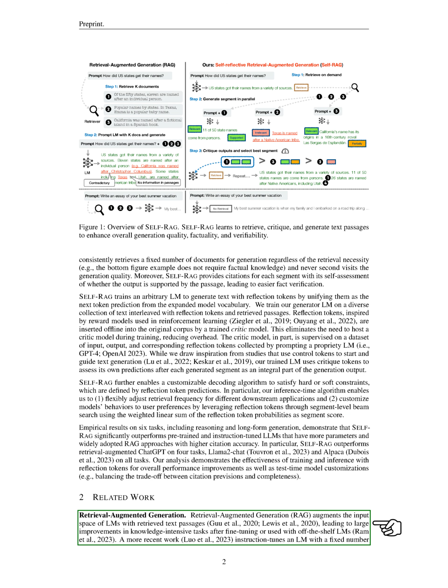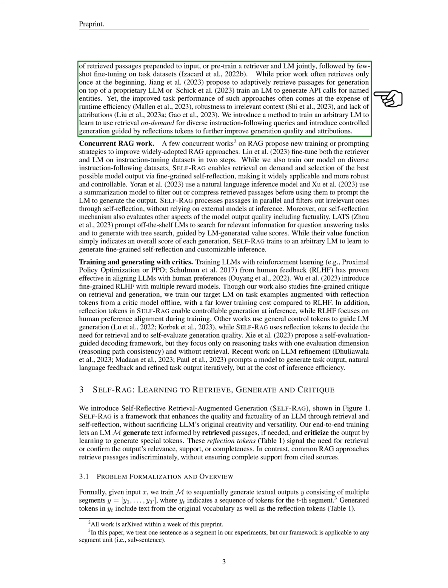In terms of related work, Retrieval-Augmented Generation, RAG, has been used to augment the input space of LLMs with retrieved text passages, leading to large improvements in knowledge-intensive tasks. However, these methods often retrieve only once at the beginning and may not be as efficient or robust as our method. A few concurrent works on RAG propose new training or prompting strategies to improve widely adopted RAG approaches. While we also train our model on diverse instruction following datasets, SELF-RAG enables retrieval on demand and selection of the best possible model output via fine-grained self-reflection, making it widely applicable and more robust and controllable.